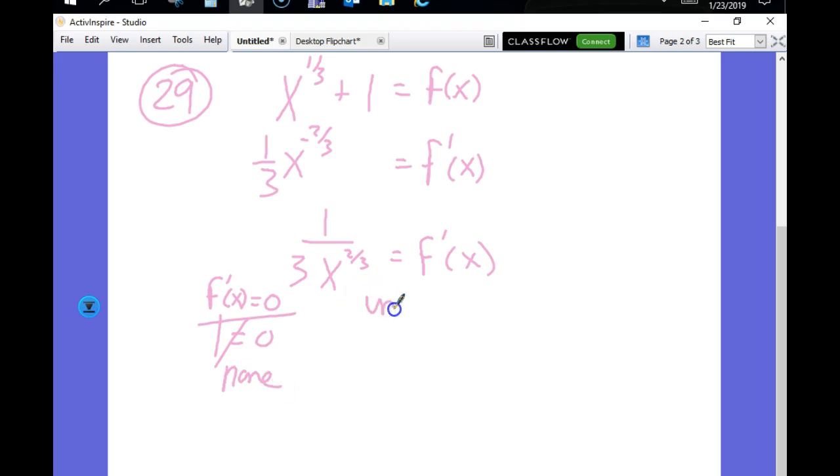However, if you want to find out where the derivative is undefined, you set the bottom equal to 0. Now that's pretty easy to solve. The only thing that's going to possibly make this 0 is if x equals 0. So you end up with one critical value there. Okay? So that's pretty straightforward. At that point, I'll let you guys take over and finish it. All right.